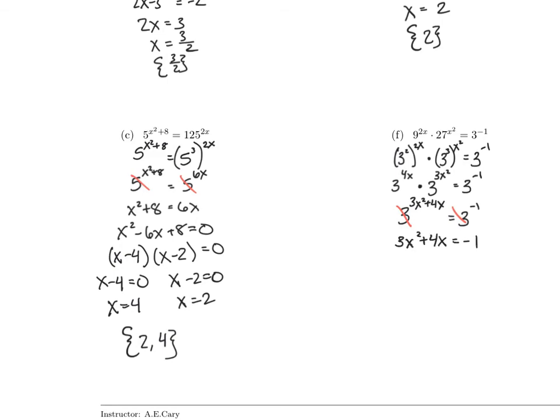So I look at this, again, something with a squared, something with an x, something with just a constant, probably going to have to factor. So I'm going to add 1 to both sides. I'm going to get 3x squared plus 4x plus 1 is equal to 0.